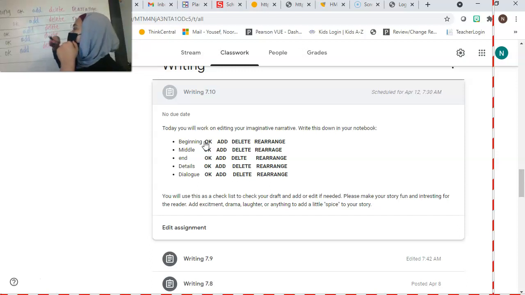So first you're going to write this down. After you write this down, you're going to rewrite your story in your writing notebook. Step 3, which is the last step, is you're going to go back to this, and you are going to see, okay, let me check now.